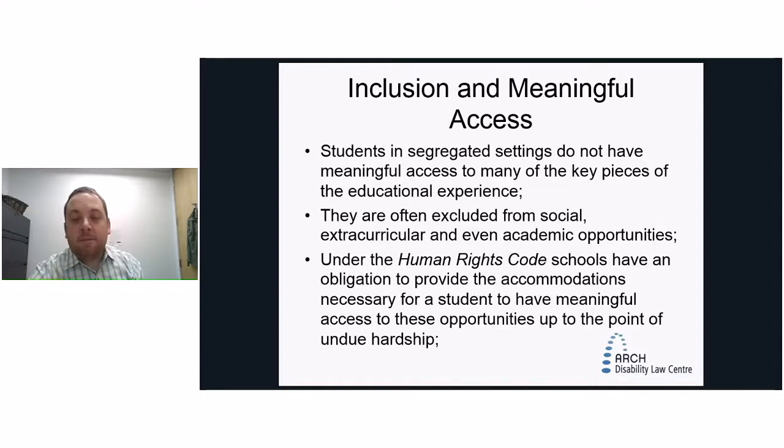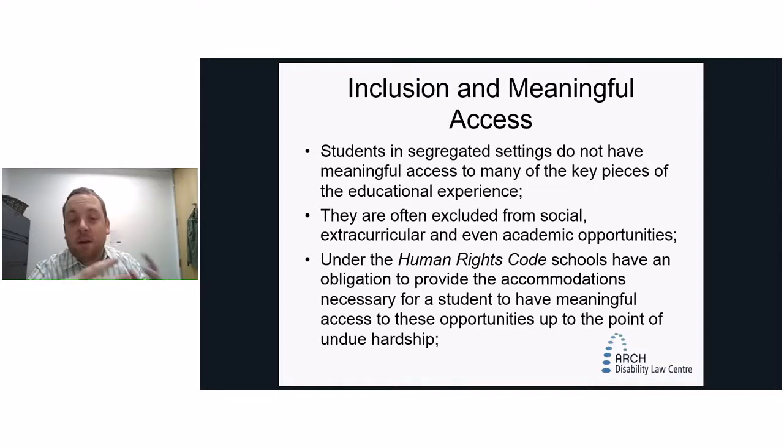And to get back to my earlier example, if a school is saying to a parent that they need to go to a segregated setting because that's where these resources are available that they need, but they admit they're going to be missing out on some of these other opportunities, which they could benefit from if those supports were delivered in the regular classroom, then that's not okay from a human rights perspective.